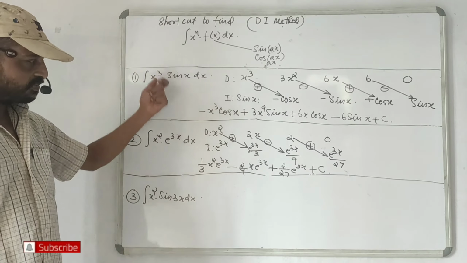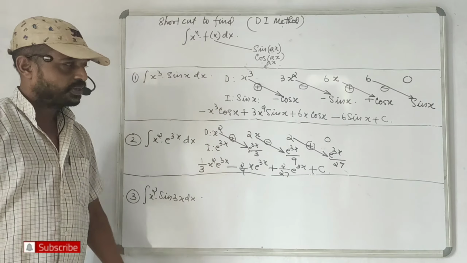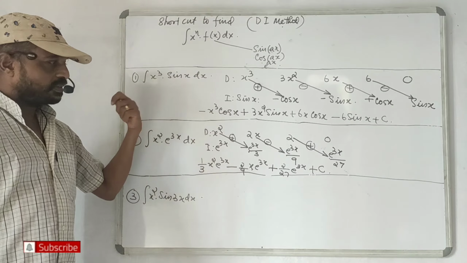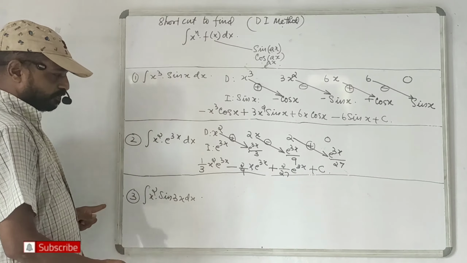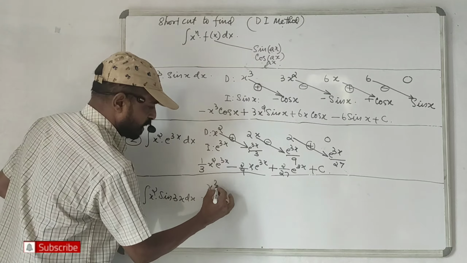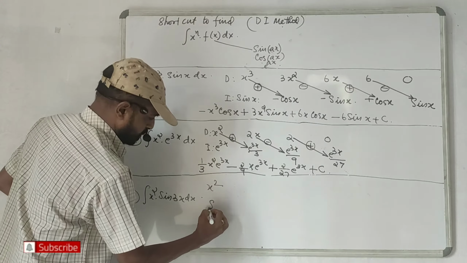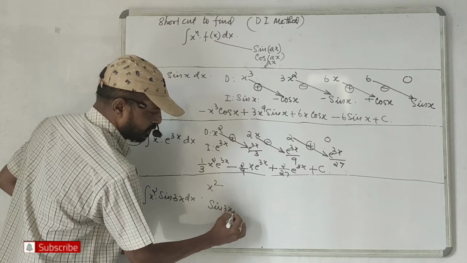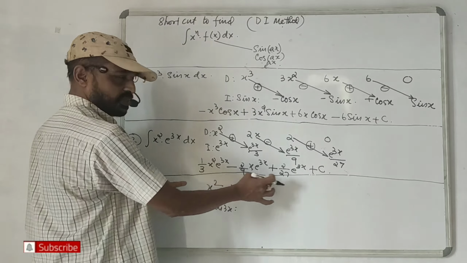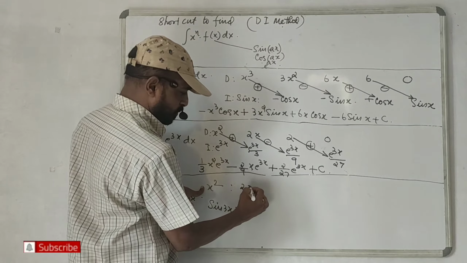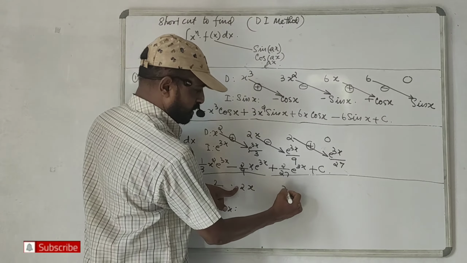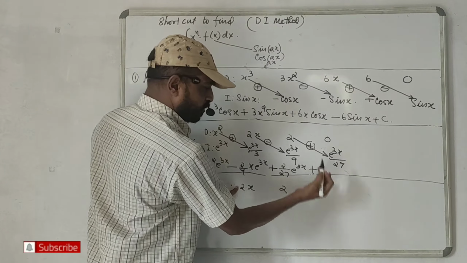See, this method is very simple. You can simply find out the answer in a single step. Let us go through the third problem. Now here the first function is x square and the second function is sin 3x. You will have to differentiate this successively. What is derivative of x square? It is 2x. So derivative of 2x is 2. And what is derivative of 2? 0.